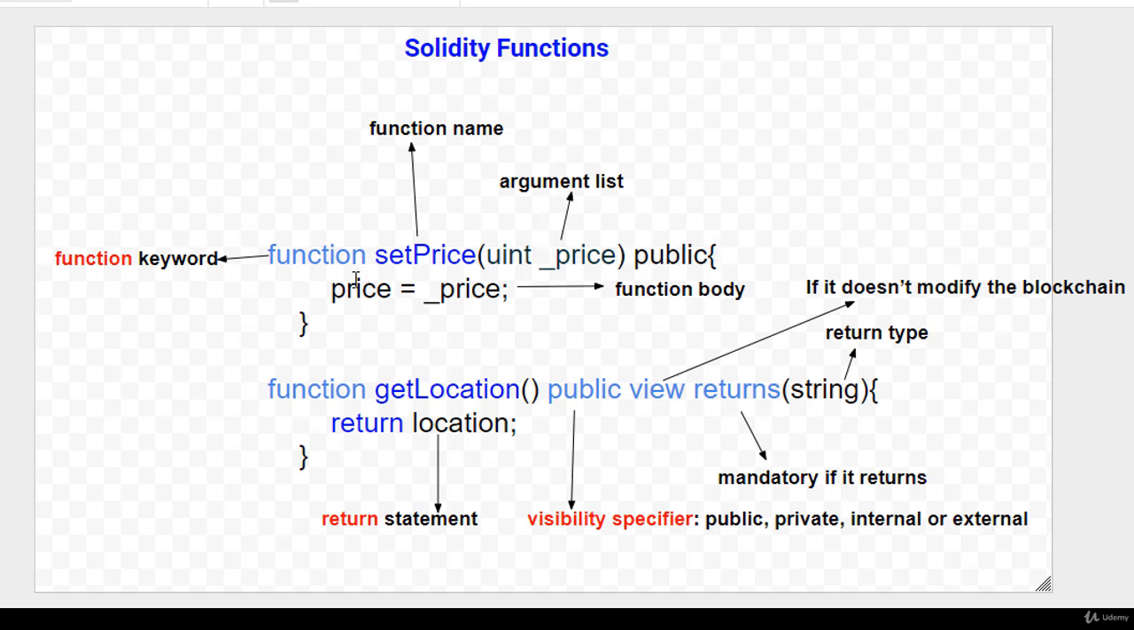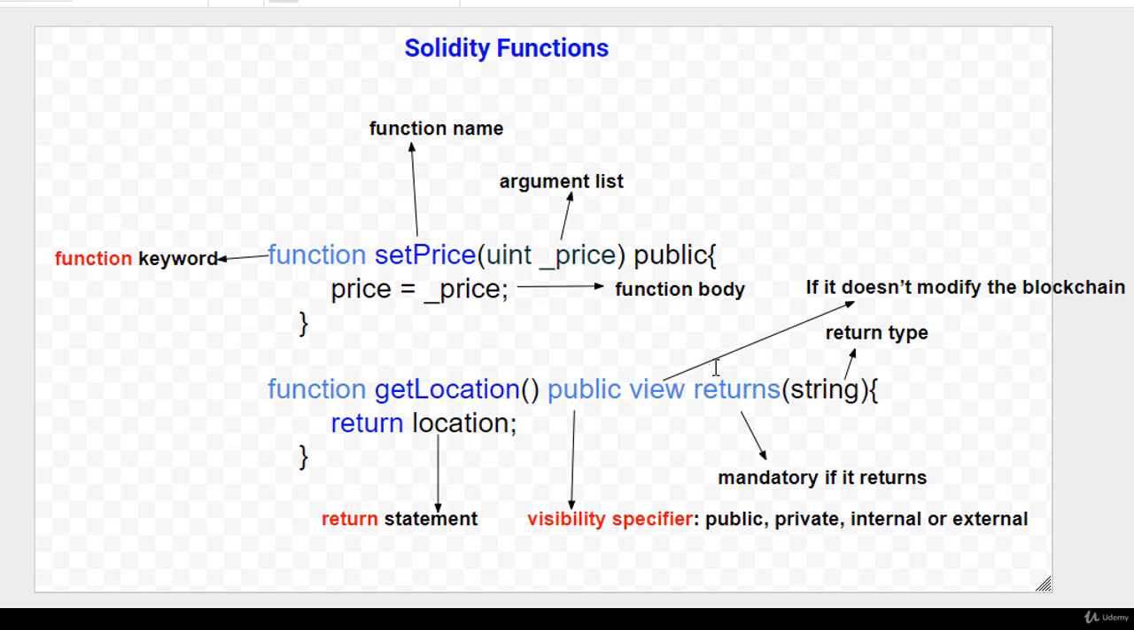After that, if our function is a setter, comes the function body. A setter is a function that modifies state variables. It modifies the blockchain. In the Remix editor, it appears in red. A getter is a function that doesn't modify any state variable, so it doesn't modify the blockchain. We must specify view. View means that this function only views a variable, only reads a variable. It doesn't modify any variable.